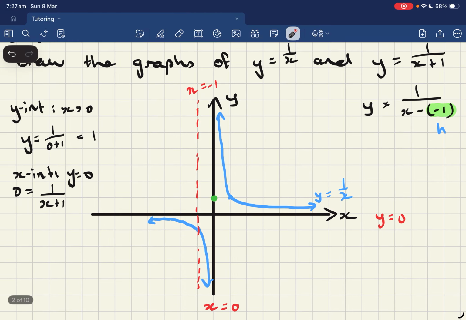Now, I need to find some key features. So I've drawn in a y-intercept. So on the left-hand side here, we find our y-intercept when x equals 0. Subbing in 0 for x gives you 1. And when we try to solve the equation for the x-intercept, we notice by subbing in 0 for y, there's no value of x that can make this true.